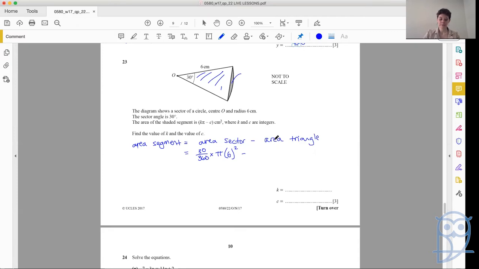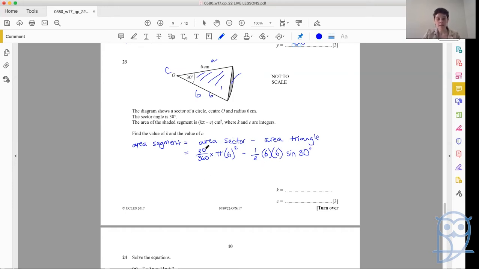Our sine rule. Sine for the area of a triangle, 1/2 AB sine C, where C is the included angle. And remember, these are radii, and this is also 6. So 1/2, A will be 6, B will be 6, there's A and B, and then C at O. So sine 30. That's going to give us the area of that triangle.